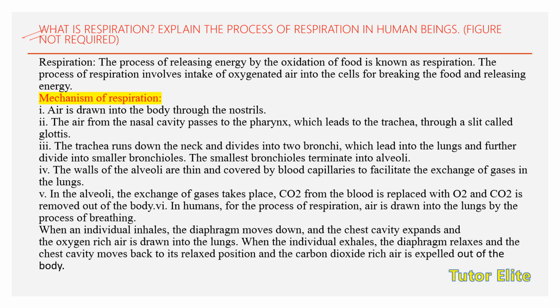Air is drawn into the body through the nostrils. The air from the nasal cavity passes to the pharynx, which leads to the trachea through a slit called glottis, epiglottis, right? The trachea runs down the neck and divides into two bronchi, which lead into the lungs and further divided into smaller bronchioles. The smallest bronchioles terminate into alveoli, balloon-like structure. The walls of the alveoli are thin and covered with the blood capillaries to facilitate the exchange of gases in the lungs. In the alveoli, the exchange of gases takes place, that is, carbon dioxide from the blood is replaced with oxygen, and carbon dioxide is removed out of the body.